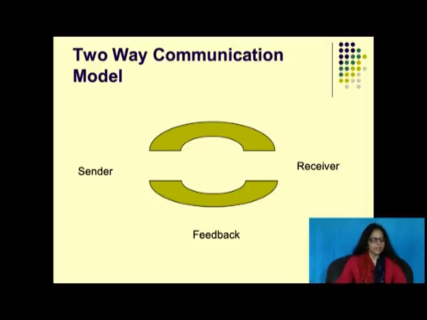So a communication loop is not complete unless the receiver gives his or her feedback. So suppose you are at a party and you smile at someone, and that someone doesn't return your smile. That communication is complete, because that person who doesn't smile back at you when you make eye contact is trying to tell you, I don't want to make friends with you. So it's a form of feedback.